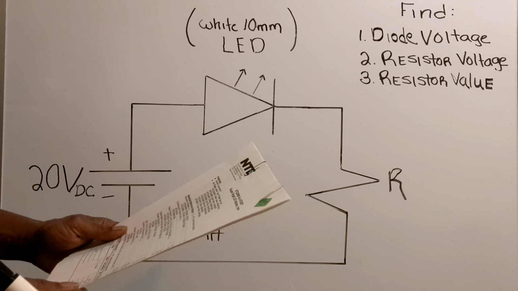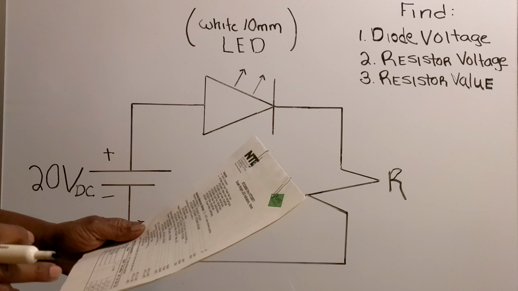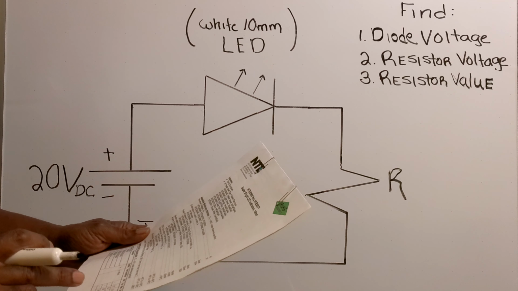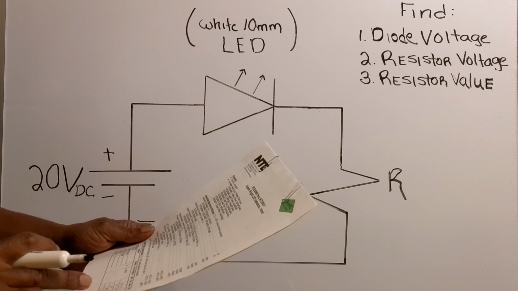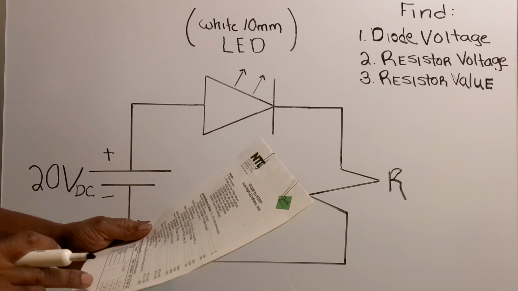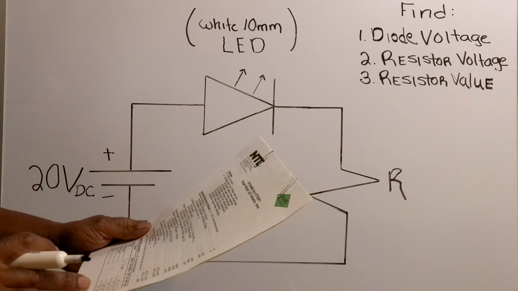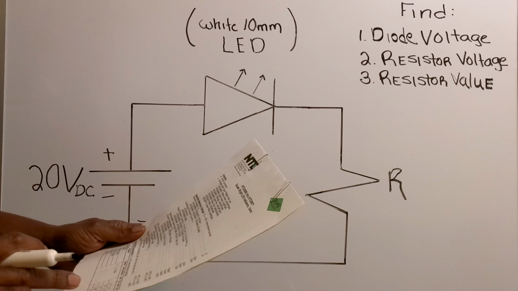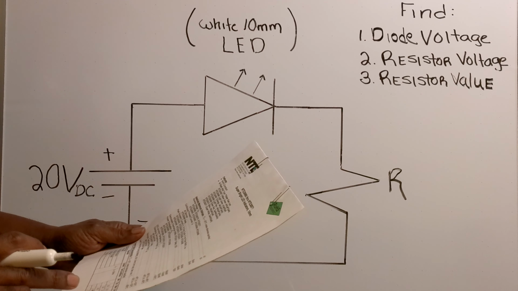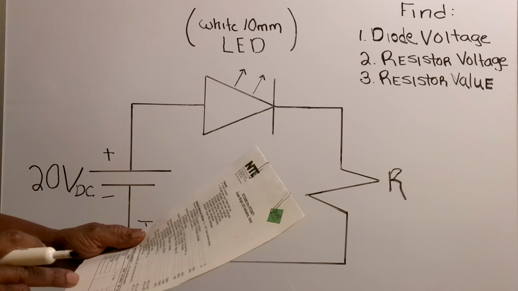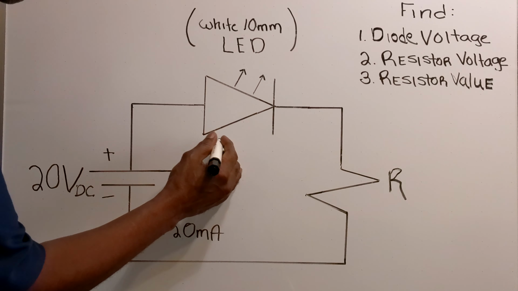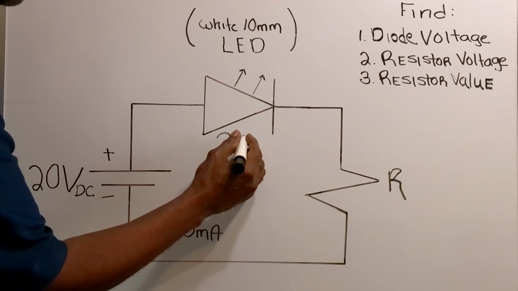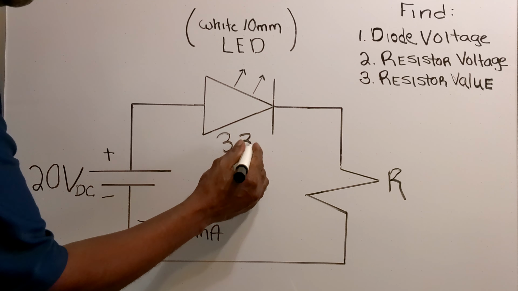Now, according to the data sheet, the typical voltage for the white 10mm LED is 3.3 volts, and the maximum voltage is 3.8 volts. So I'm going to be going with the 3.3 volts typical voltage. So my diode voltage is 3.3 volts.